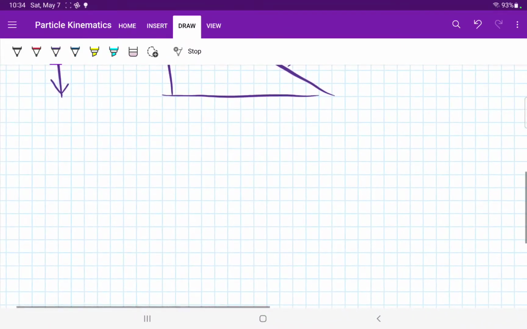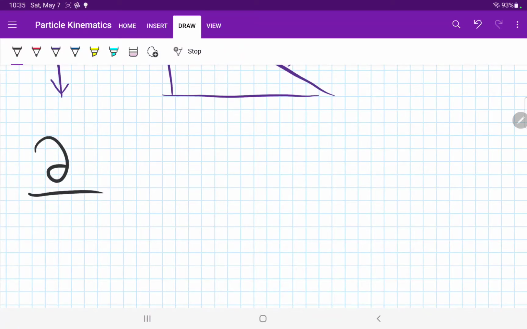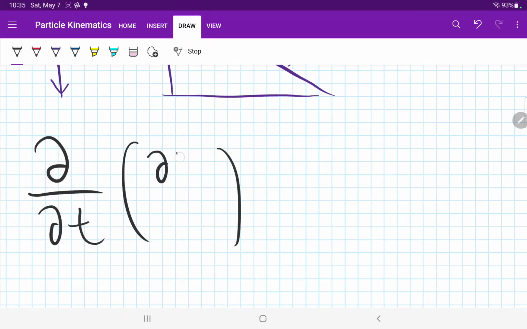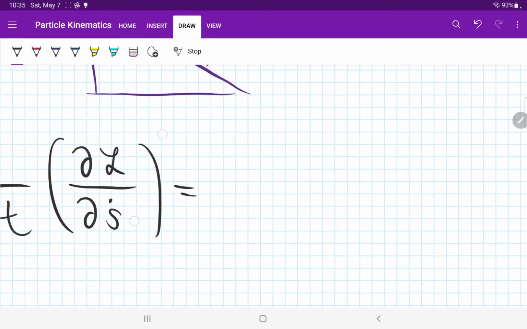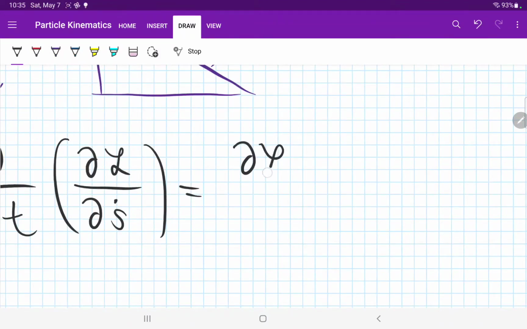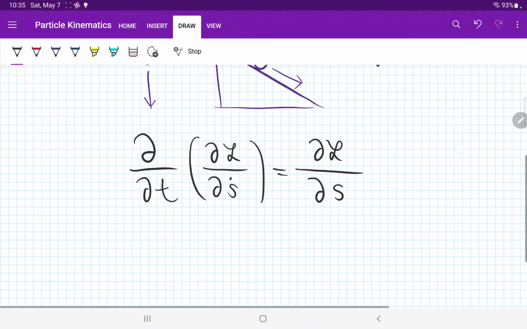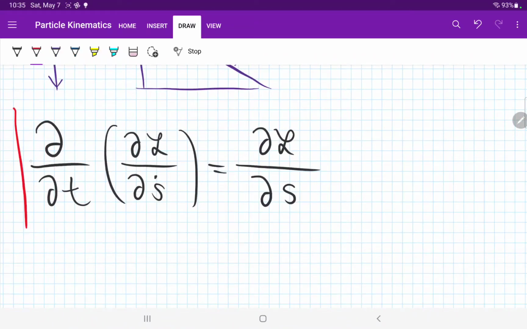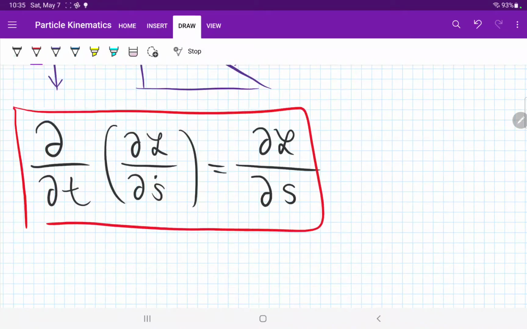Okay, now there's a way you can derive these kinematic equations. I made a video on it, but there's another way you can do it using this formula. So we have d, the partial, d what? dt. And then we have dL, I'll make it a fancy L, and then ds dot. And that is equal to what? dL ds. Okay, so this equation right here, we're going to box it because it's important.